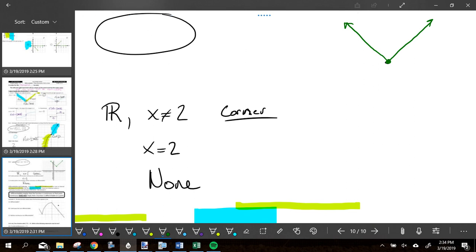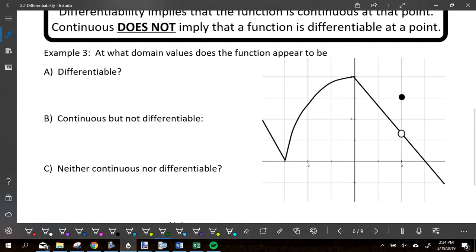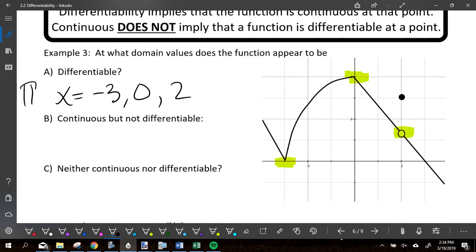All right, so let's go down to the bottom of these notes. Here we go. At what domain values does this function appear to be differentiable? Show me with your fingers how many places on that graph is that thing not differentiable. Pon, in what 3 places do you think that this thing is not differentiable? 0 and 2. So -3, 0, and 2. That's when x is not. So where does it appear to be differentiable? All real numbers but that.